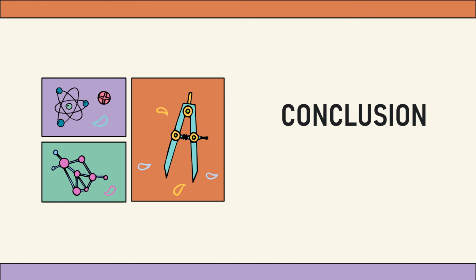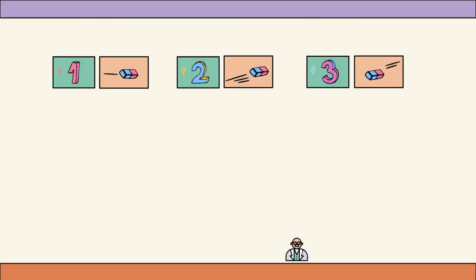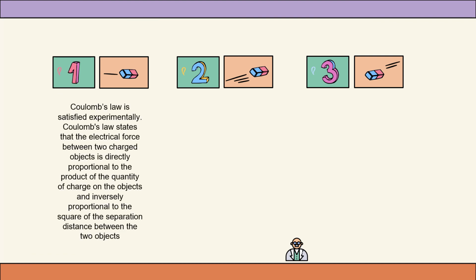For the last slide is conclusion. Objective is achieved. Coulomb's law is satisfied experimentally. Coulomb's law states that the electrical force between two charged objects is directly proportional to the product of the quantity of charge on the objects and inversely proportional to the square of the separation distance between the two objects.